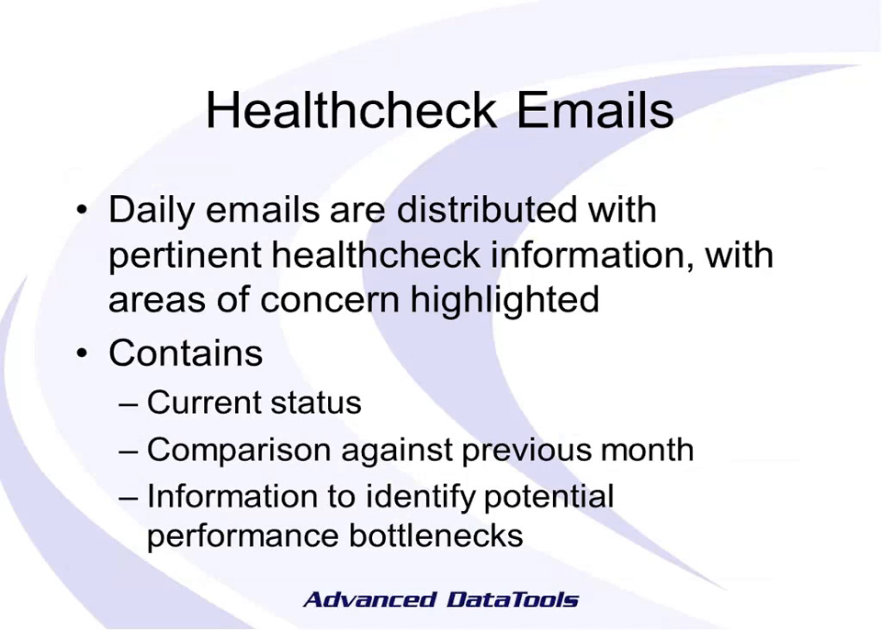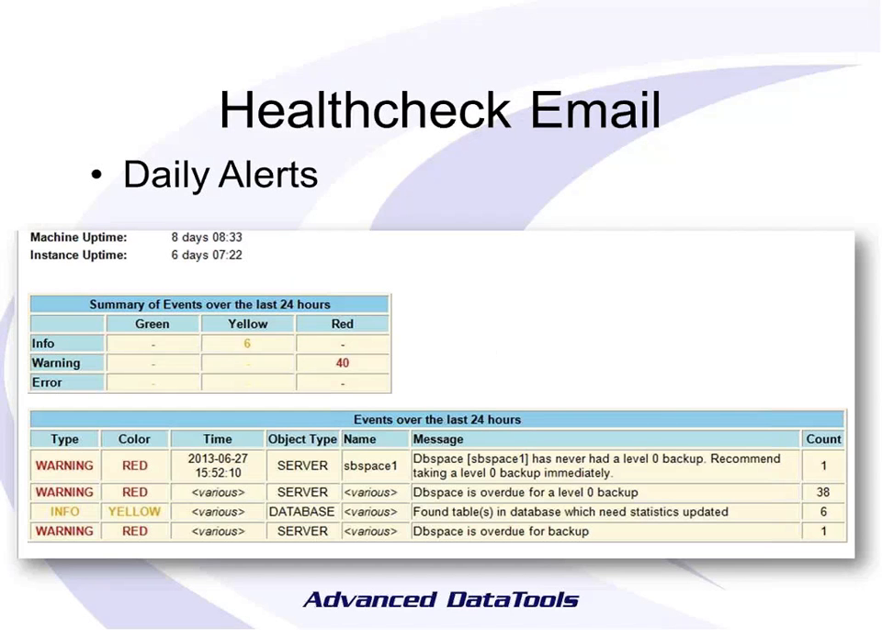We can compare some of the information against the previous month, so we can see a trend. And we also report on certain information like number of extents, that kind of thing. Things that might indicate we may need to do some cleanup, or things that might be performance problems. So I'm going to go through and show you some examples of things in this email. So this is an HTML email, so we can do tables and that kind of stuff, and pretty colors and things.